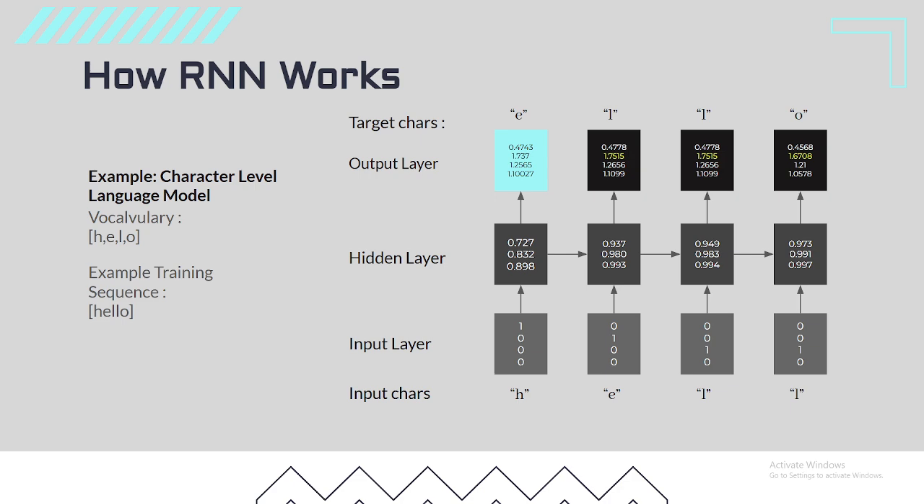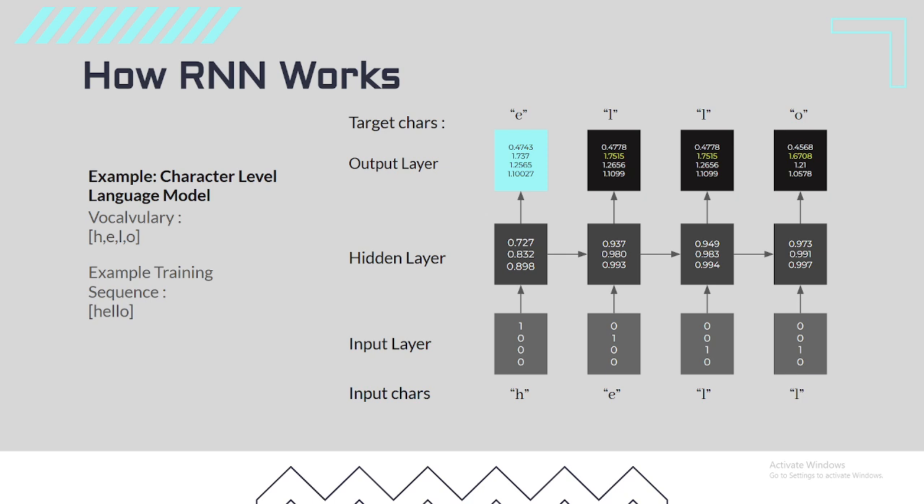When we input the first character H, it produces a hidden state vector 0.727, 0.832, 0.898. That hidden state is passed along to the next step and combined with the next input, in this case E. This process continues with the hidden state updating at every step, remembering context as we move through the sequence.